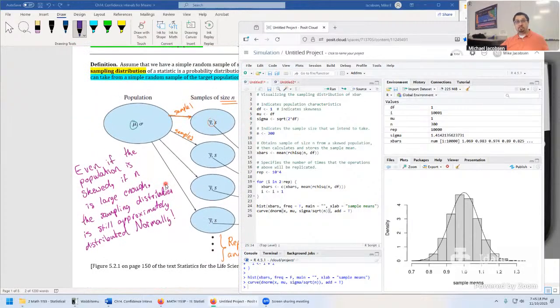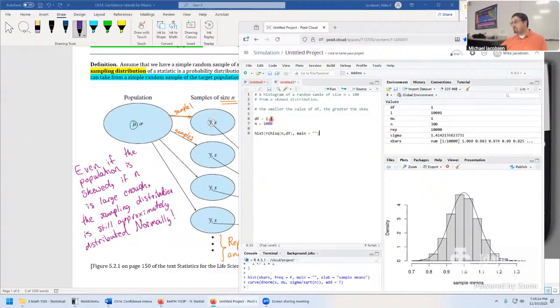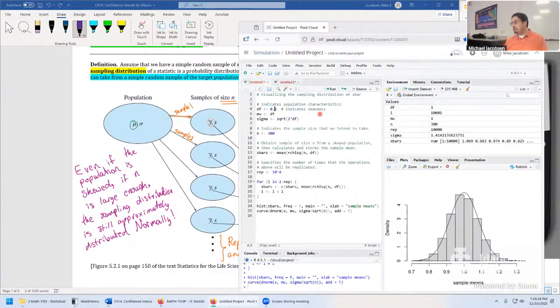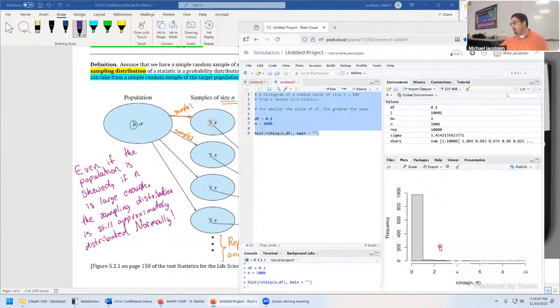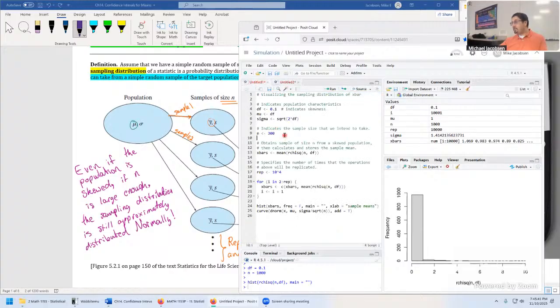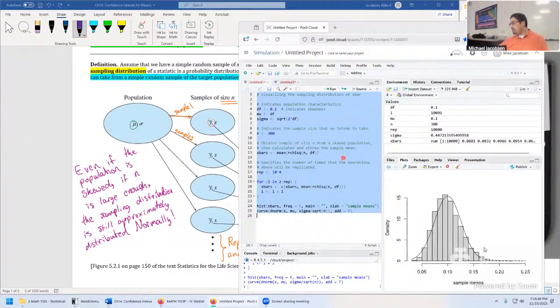Well, to think about it a little bit more, let's imagine it's more skewed. Like we were investigating over here, the smaller the number for degrees of freedom, the higher the skew. So if we want more left skew in the data at 0.1, this is what the population is going to look like. So highly left skewed.